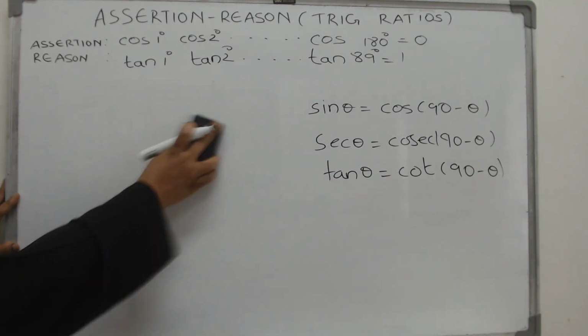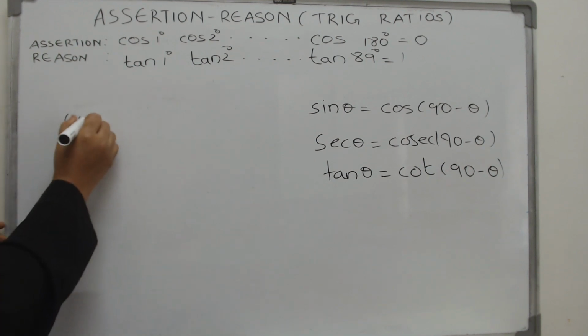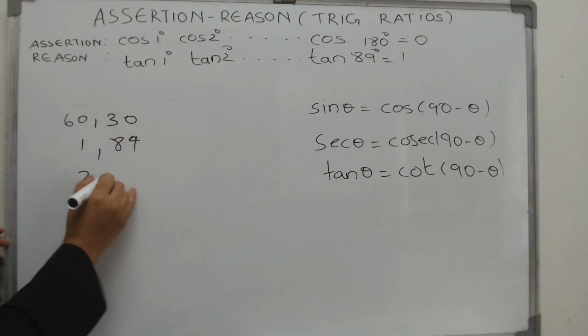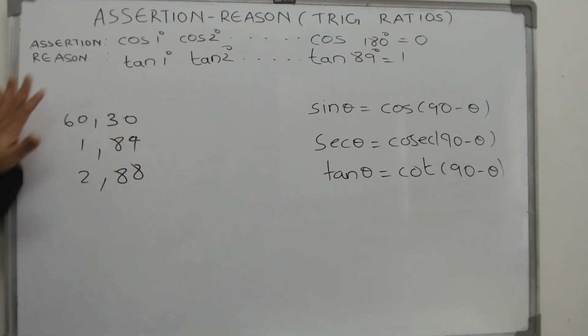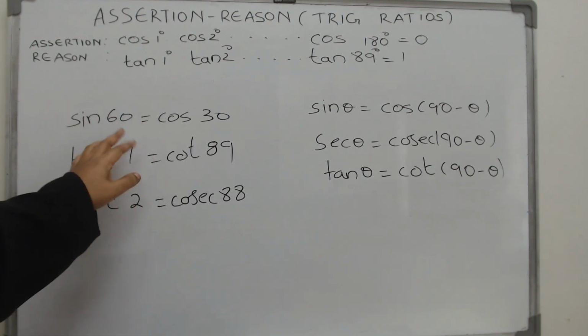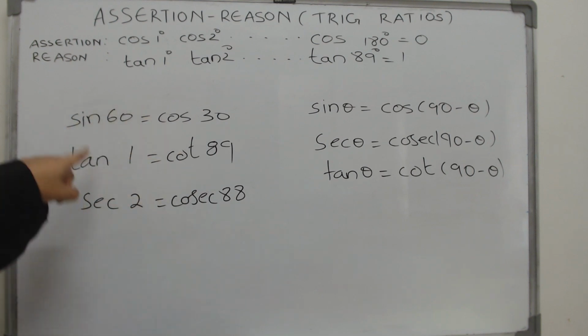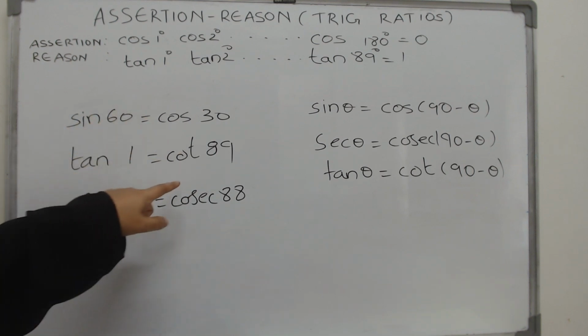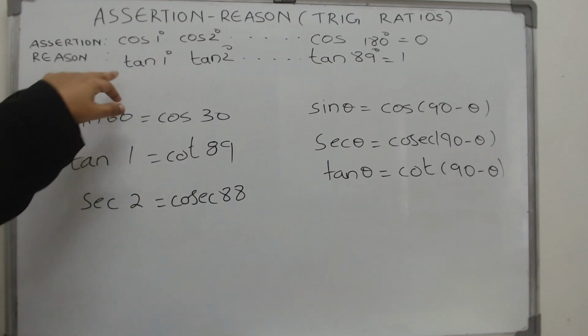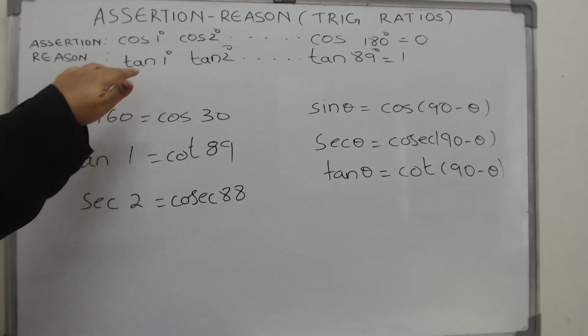Now how does that work? Can you tell me some angles which are complementary? 1 and 89, and 2 and 88. If you see all of these numbers, their sum will be what? It will be 90. So if you take any set of complementary angles, you will get such a relation. The tan of one will be the cot of another. This is what we are going to use to solve this question.